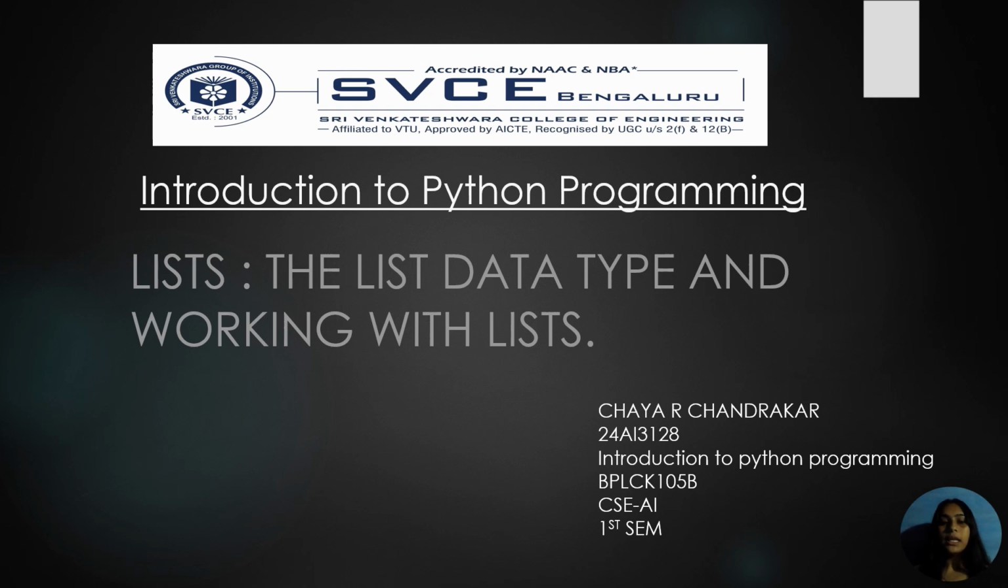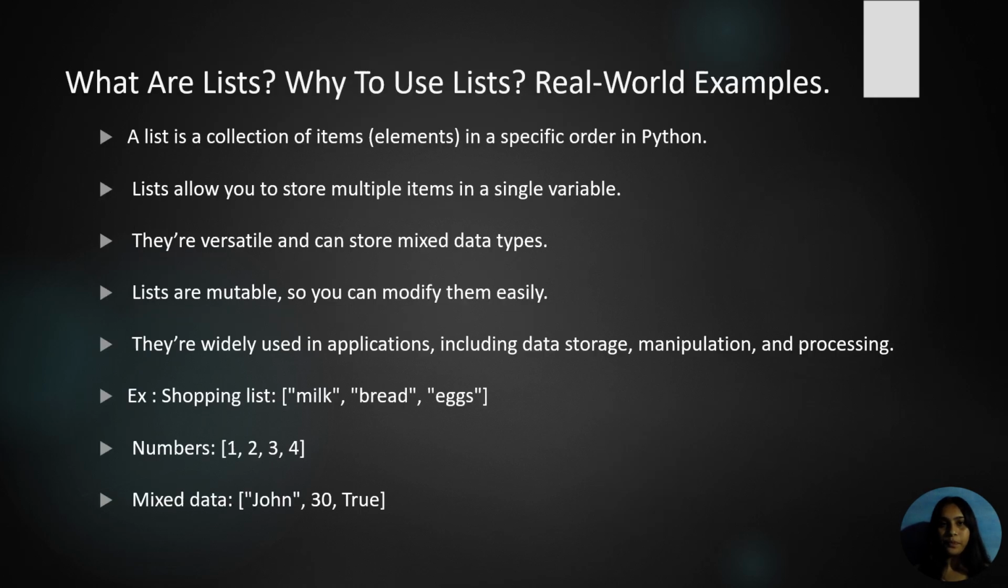Today we will learn about the topic list, the list data type, and working with lists. So let us know what a list is. A list is a collection of items or elements in a specific order in Python. Lists allow you to store multiple items in a single variable. They are versatile and can store mixed data types. Lists are mutable, so you can modify them easily. They are widely used in applications, including data storage, manipulation, and processing.